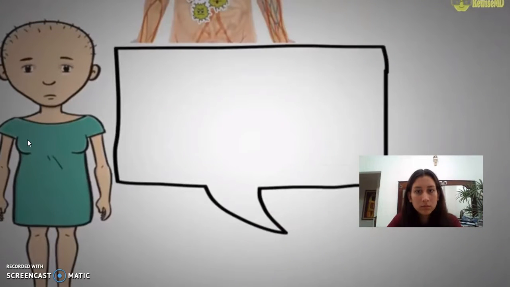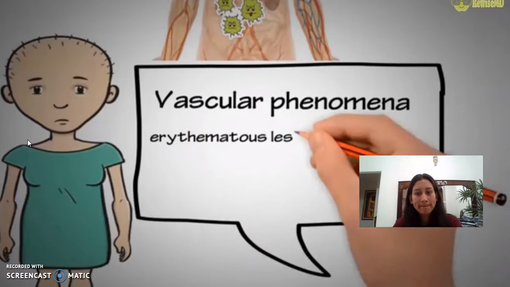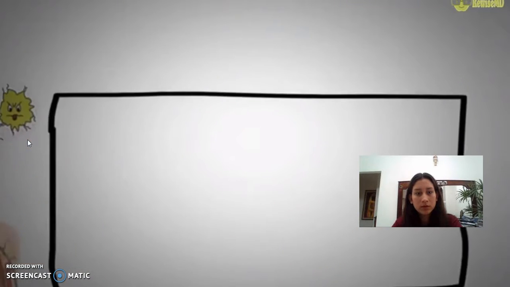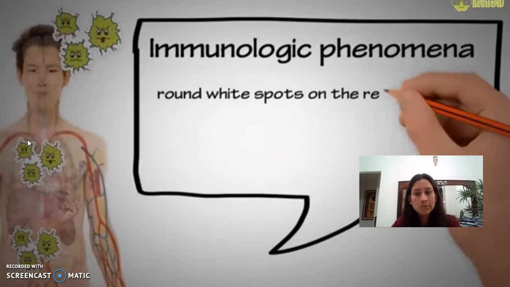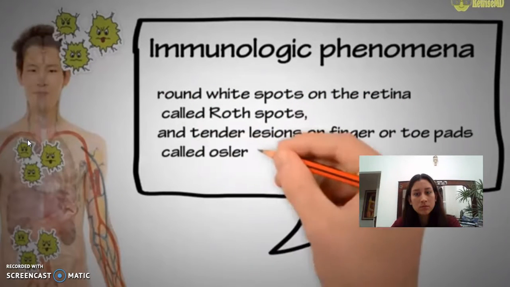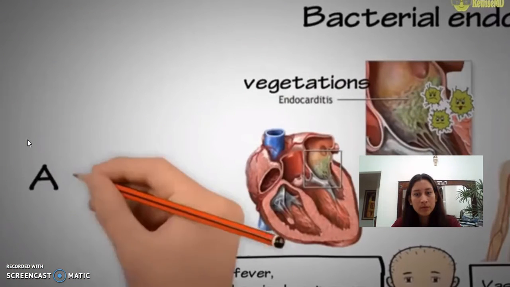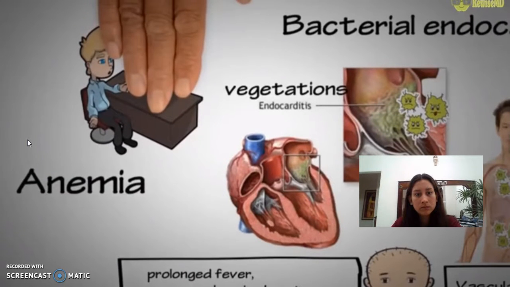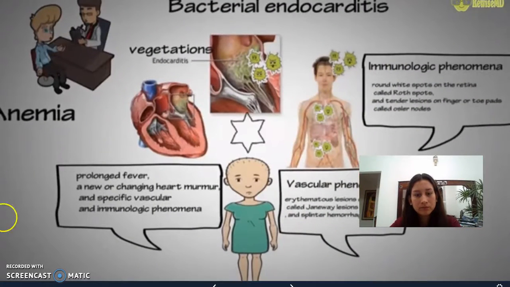immunologic phenomena. Vascular phenomena include erythematous lesions on the palms called Janeway lesions and splinter hemorrhages in nail beds, and immunological phenomena include round white spots on the retina called Roth spots, and tender lesions on the finger or toe pads called Osler nodes. Anemia is also a frequent occurrence in bacterial endocarditis, although the exact mechanism is poorly understood.